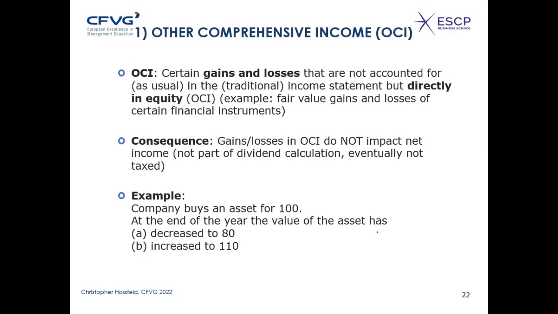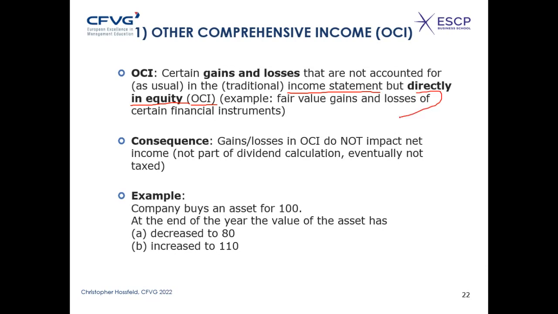Okay, so let me go back to 1 or 2 slides on OCI. What is other comprehensive income? Well, here we talk about gains and losses that are not accounted for in the income statement. So usually gains and losses, revenues and expenses are put in the income statement. But here we account for gains and losses, and as a counterpart, remember double entry bookkeeping. If I have an accounting entry somewhere, I need it twice. Well, the gain and the loss will be recognized directly in equity, the second part, not in the income statement. And the item in equity is what we call OCI, other comprehensive income.